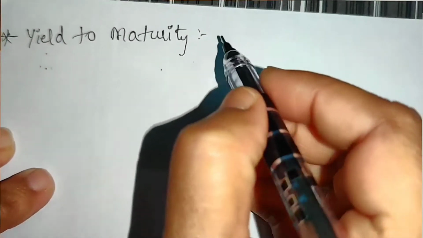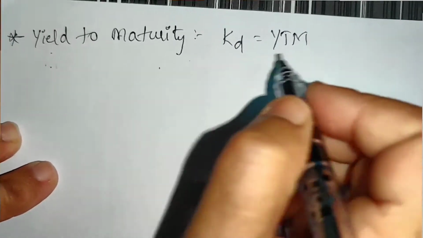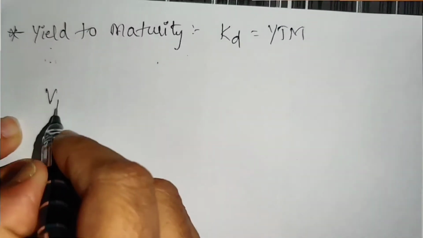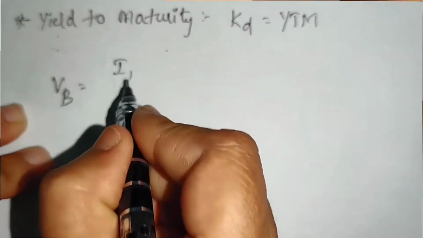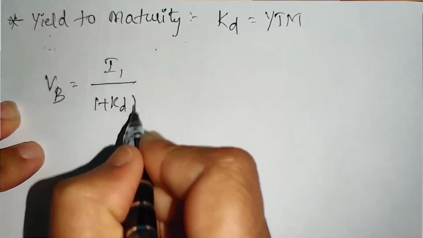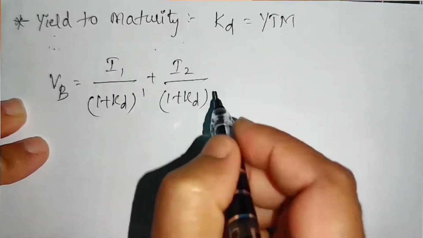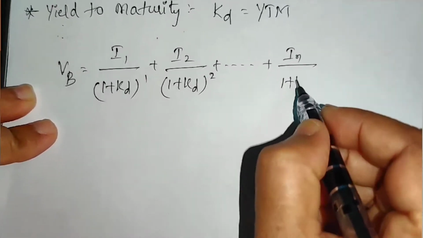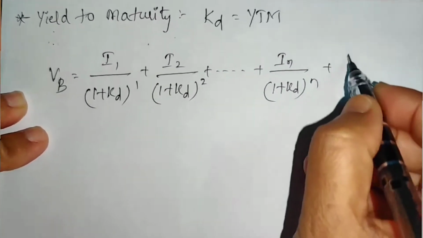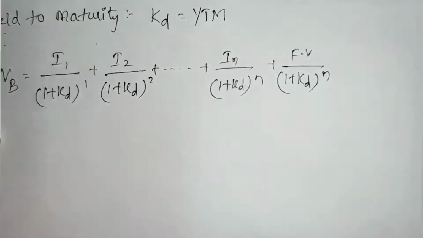As we have discussed in the earlier problem, KD is equal to YTM. So YTM is nothing but KD in the value of the bond. Knowing that KD is the calculation of YTM, the value of the bond is I1 by (1 plus KD) to the power 1, I2 by (1 plus KD) to the power 2, and so on, plus IN by (1 plus KD) to the power N, plus the redemption value which we get on maturity.